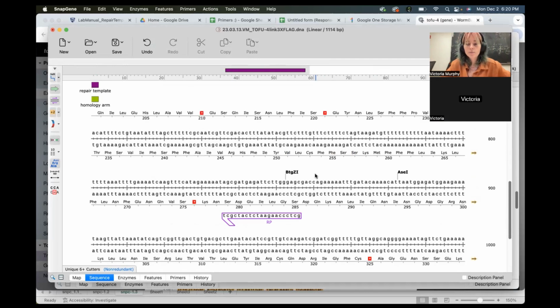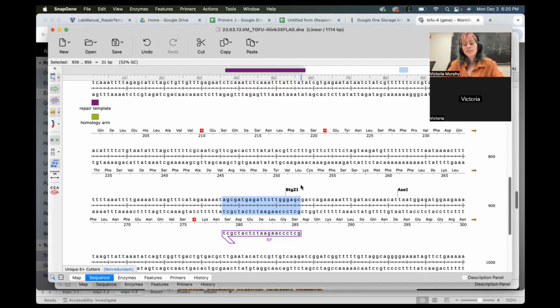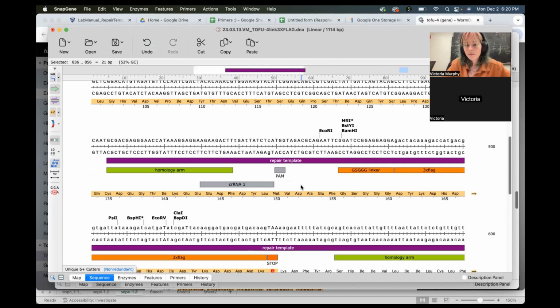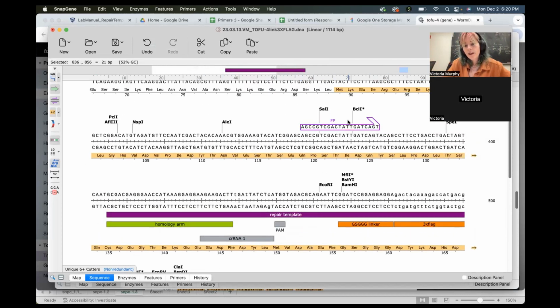Then I designed some genotyping primers. My reverse primer is this bottom strand here. So it's the reverse complement of this region, this top strand. And it is 3' of the insert site. And my forward primer is 5' of the insert site.